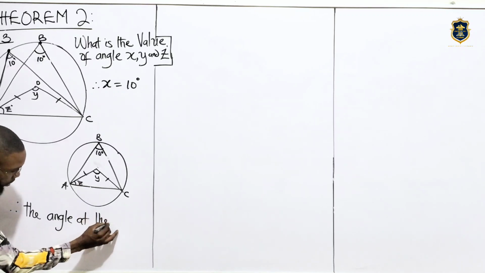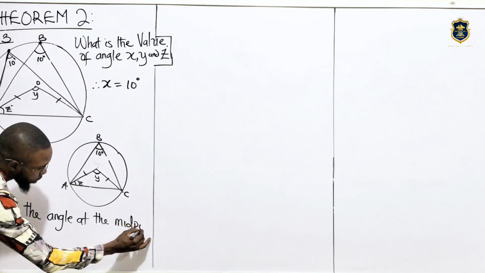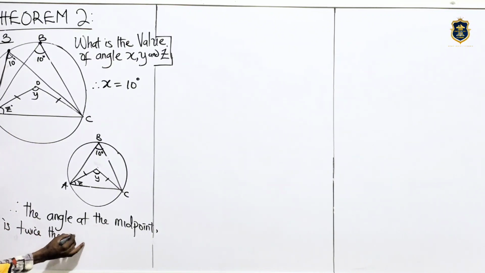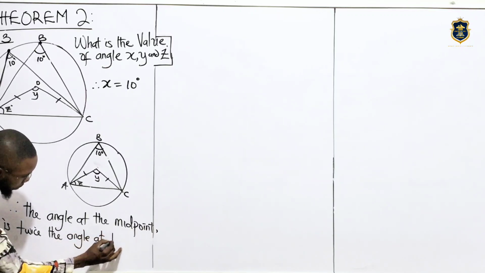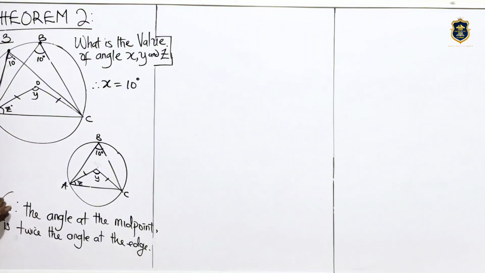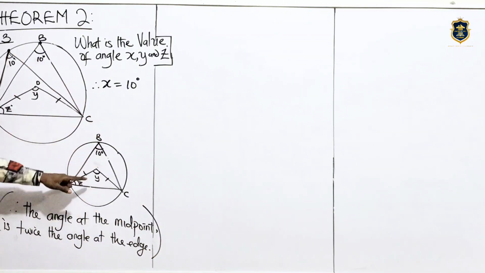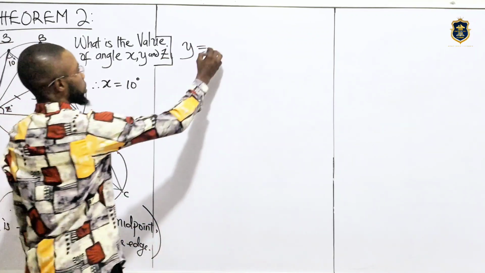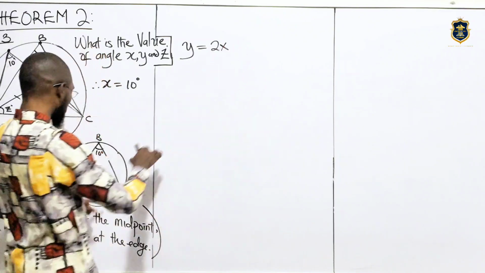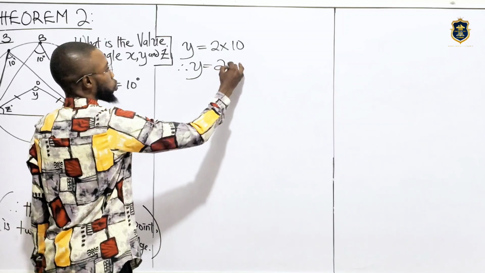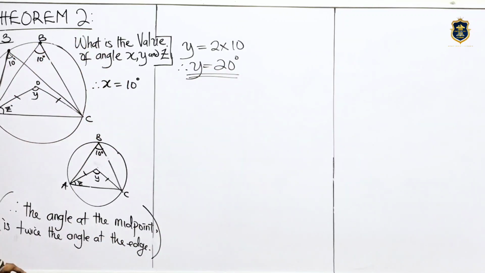You can see the angle at the midpoint is twice the angle at the edge, right? And know this theorem, and know what this means. It means that the angle at the midpoint, y, is equal to 2 times the angle at the edge. And what's the angle at the edge? 10. Simple. That means y is equal to 20 degrees. Is that simple? That's the law.